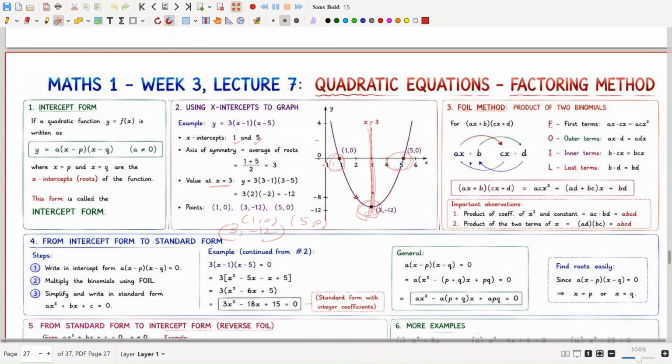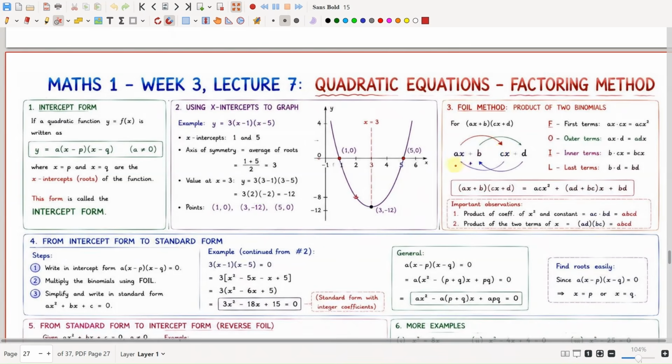We have another method called the FOIL method to find the product of two binomials. For ax plus b into cx plus d, first we multiply the first terms of both the binomials, so ax into cx, then the outer terms.